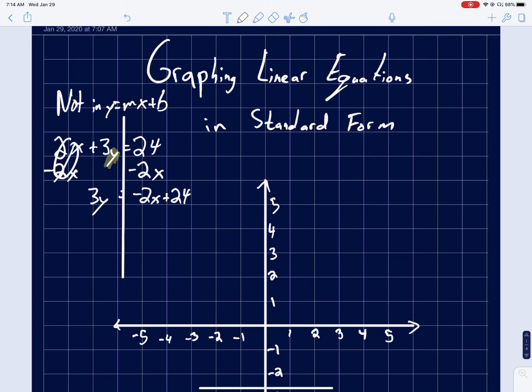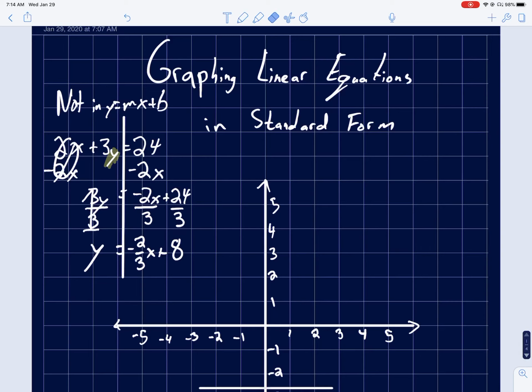Right, so now I have 3y equals negative 2x plus 24. So now I'm going to divide by 3, right? Because this is 3 multiplied by y. So the inverse operation is going to be division. So I'll divide by 3. This is just 1, so I'm left with y. Now we remember that what I do to one side, I have to do to the other. So I'm going to do that to each part of this right side of the equation. So I'm going to be left with y equals negative 2 thirds x plus 24 divided by 3, which is 8.